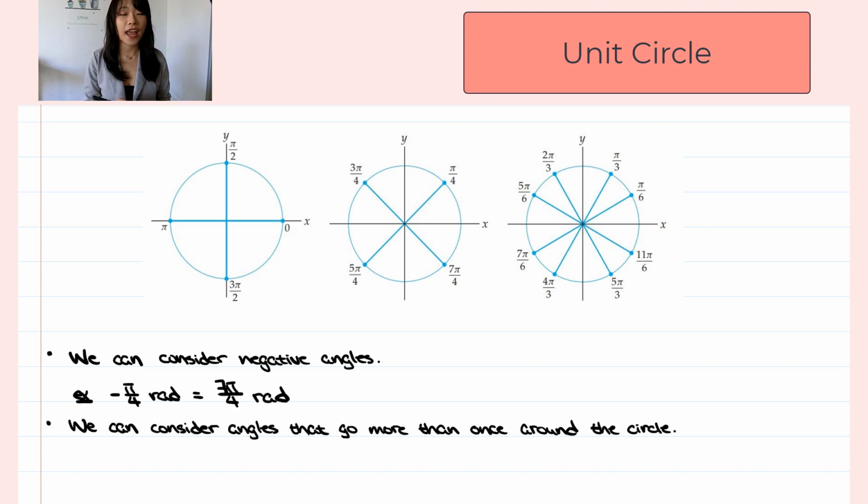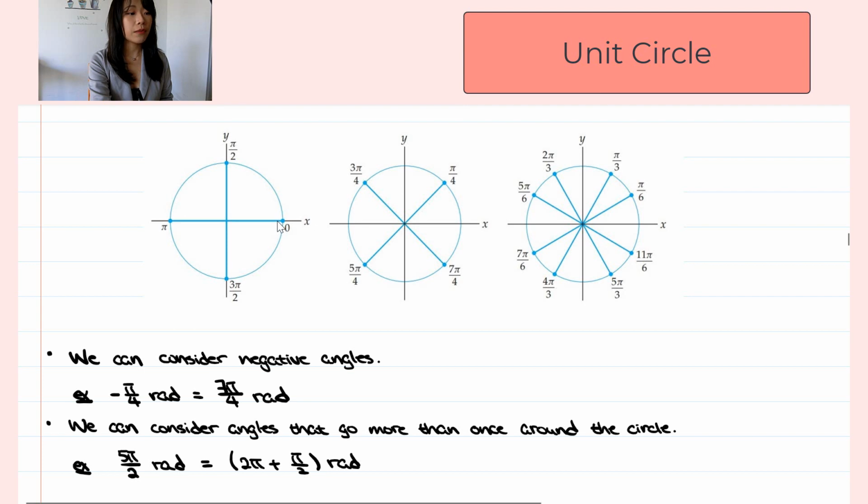We can also consider angles that go more than once around the circle. For example, 5 pi over 2. I can rewrite 5 pi over 2 as 2 pi plus pi over 2. That means I'm leaving from the initial edge. I go one round around the circle, 2 pi, then I have an extra pi over 2. So 5 pi over 2 radians also equals pi over 2 radians.